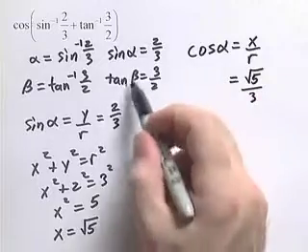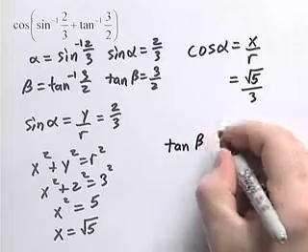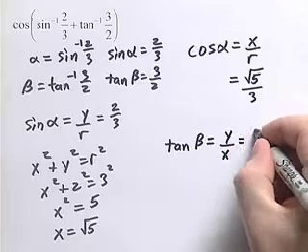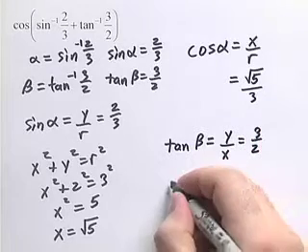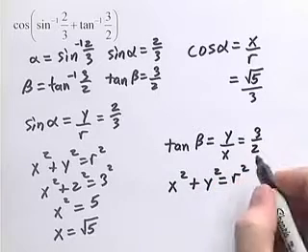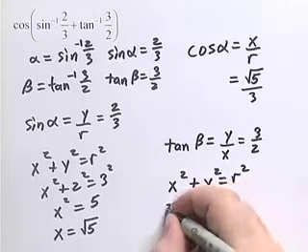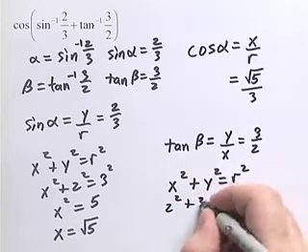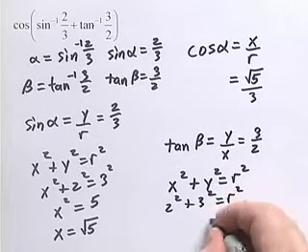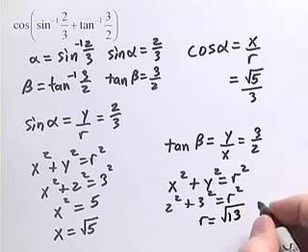We're going to work on this beta now. We know that the tangent of beta is equal to y over x. In this case, we have 3/2. Again, consider a circle of the form x squared plus y squared equals r squared. In this particular case, we know y is 3 and x is 2. So we'll have 2 squared plus 3 squared equals r squared. So we'll solve this for r and get that r is equal to the square root of 13.